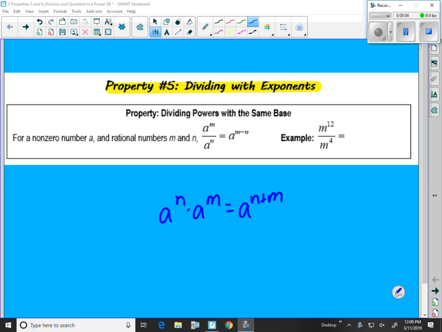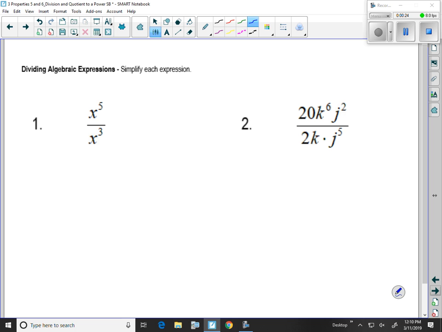Multiplication, we add. Okay, now with division, we subtract. So here, if we have m to the 12 over m to the 4th, it'll be m to the 8. 12 minus 4. So you take those exponents and you subtract them. Okay, so on number 1, if we have x to the 5th over x cubed, we do 5 minus 3, we have x squared.